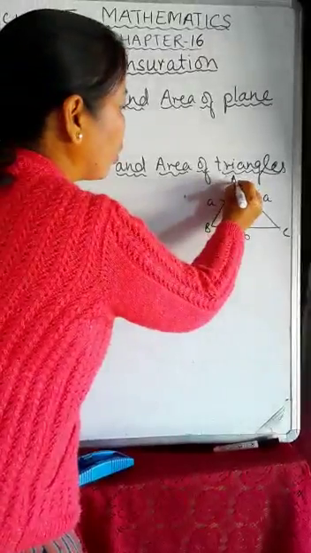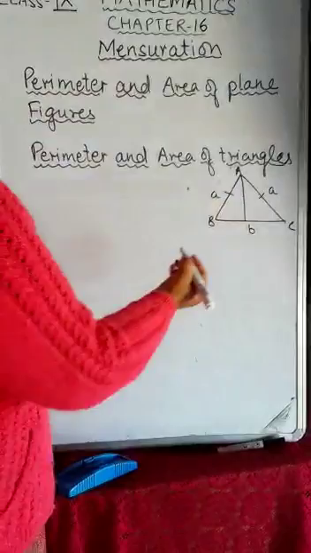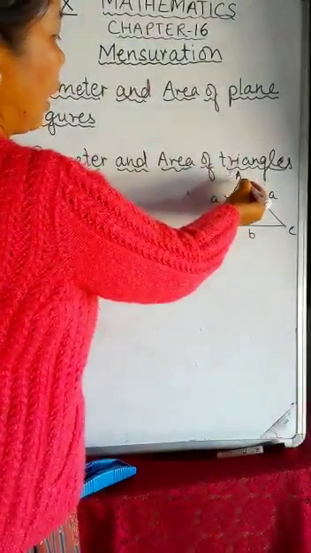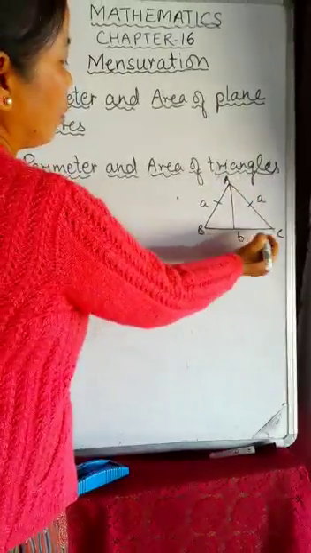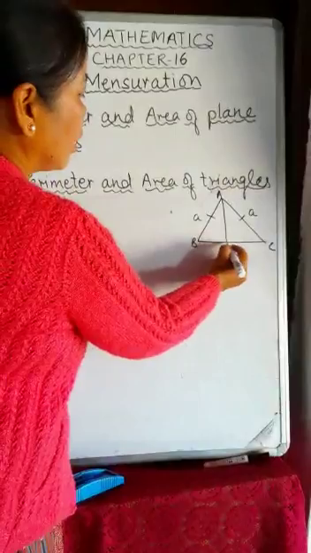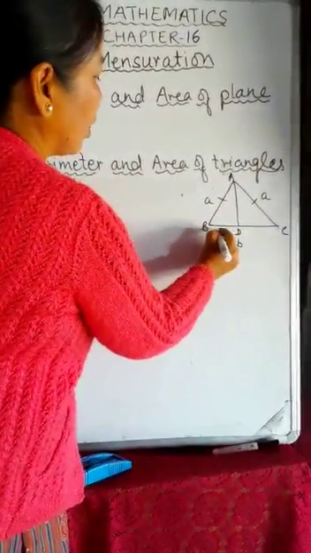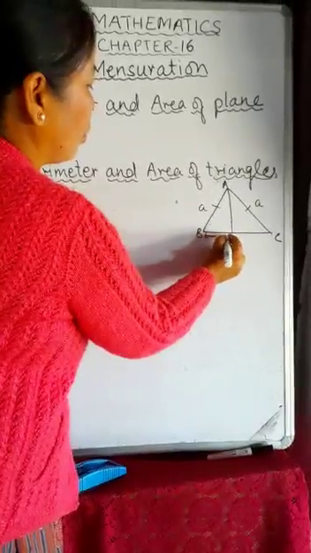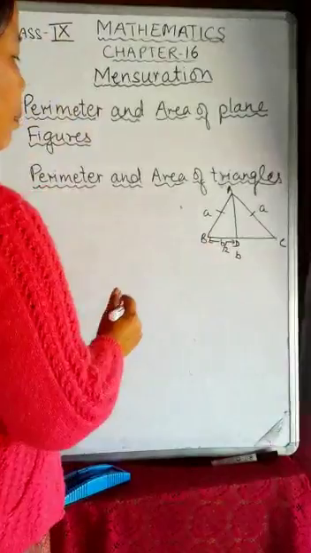So if we draw a perpendicular line in an isosceles triangle from the vertex opposite the base, it divides the base into two equal parts. Suppose this is point D and the length of the whole base is b, then this portion will be b upon 2, half of b.